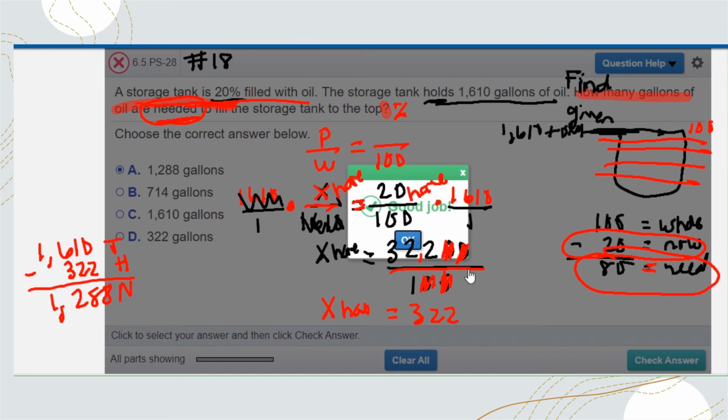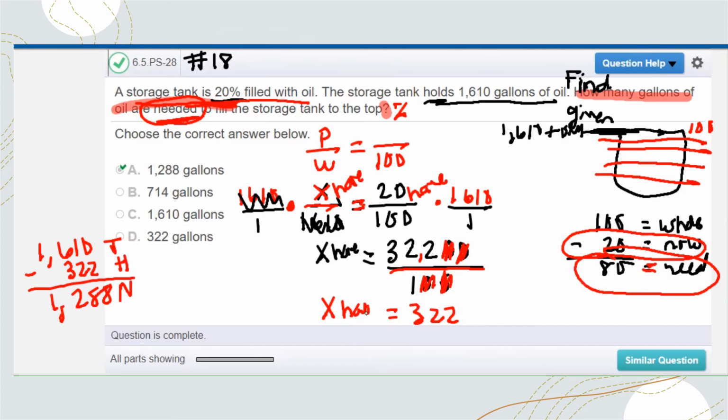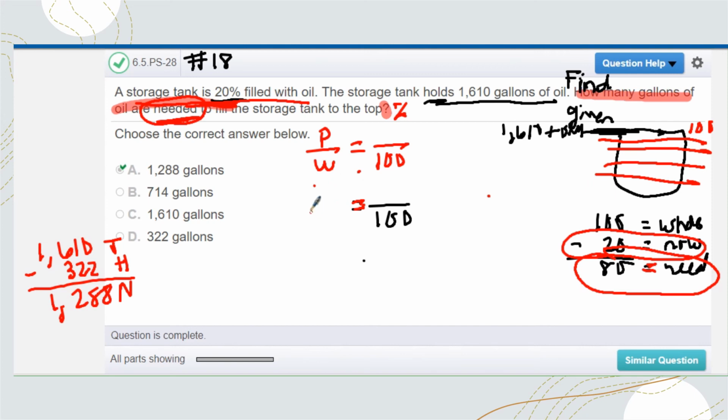Now, to eliminate the subtracting here or being confused, what you could do is substitute the 80%, since 80% is equivalent to what you need. You can just substitute that in right here from the beginning. So if I just go back and change it, our whole is still going to be the same. 1,610 is still equivalent to the whole, 100%.